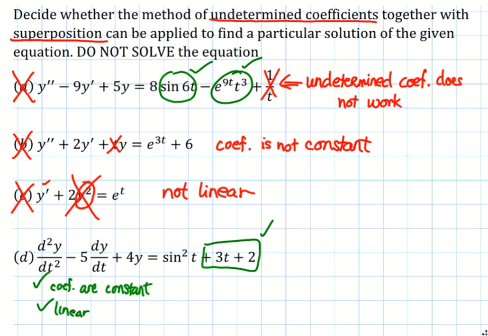Now the sine squared. Even though it doesn't look like the traditional sine or cosine, we can rewrite this as 1 minus cosine of 2t over 2. Now that is 1/2 minus 1/2 cosine of 2t. Now we have a constant and cosine. This certainly works for the type of function that we can guess. So this one, we can use the undetermined coefficients method along with superposition.